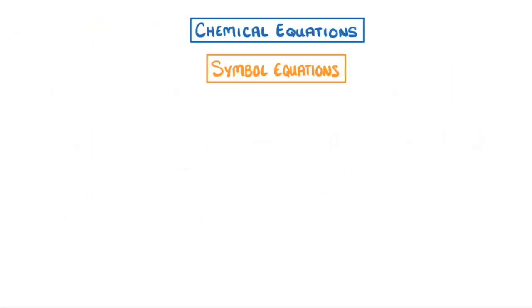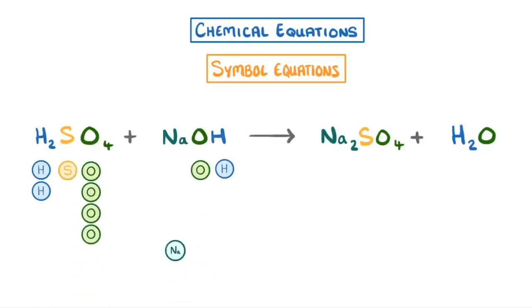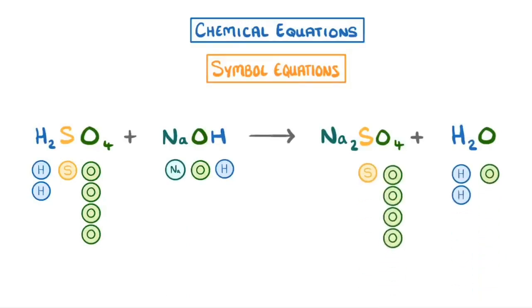Let's quickly try one more example. Sulfuric acid plus sodium hydroxide goes to form sodium sulfate plus water. On the left, we have 3 hydrogens, 1 sulfur, 5 oxygens, and 1 sodium, while on the right, we have 2 hydrogens, 1 sulfur, 5 oxygens, and 2 sodiums.